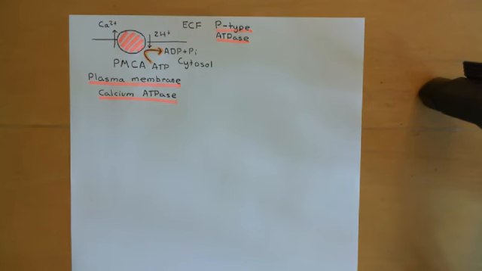So, P-type ATPase, the P means phosphate.